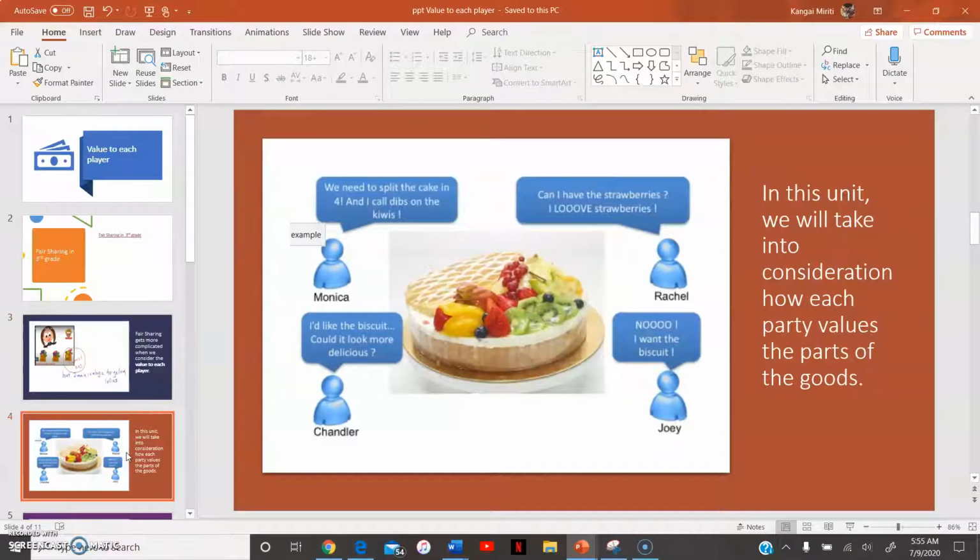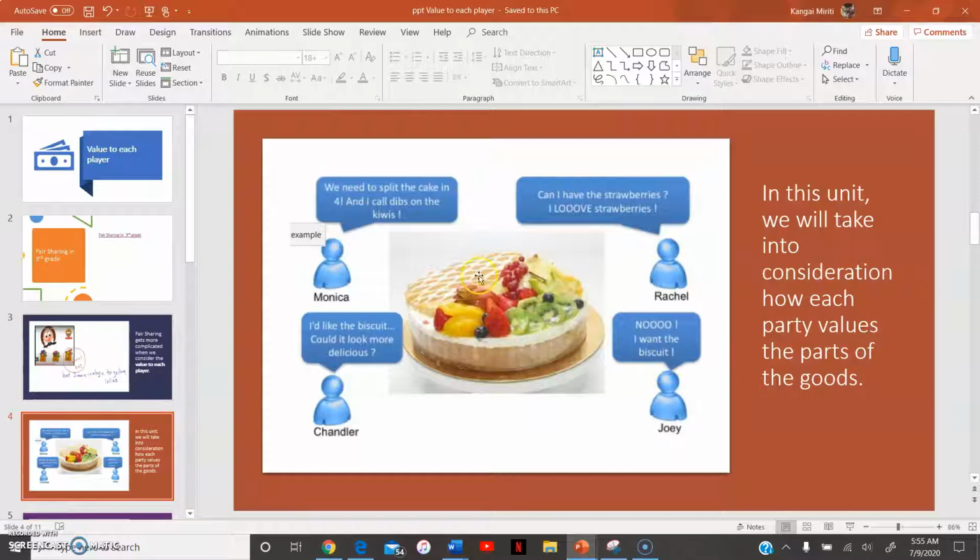Let's take a look at this example. Here we have 4 people who want to share a cake: Monica, Rachel, Chandler, Joey. But look at their discussion, right? Monica says, hey, I want the kiwi. And Rachel says, I want the strawberries. And Chandler says he wants the biscuit, which is this side over here. But Joey says, nope, I want the biscuit.